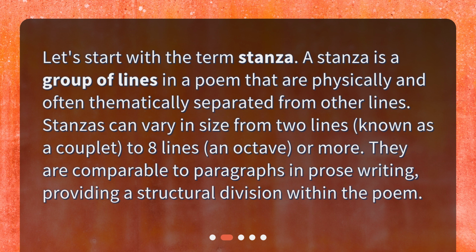A stanza is a group of lines in a poem that are physically and often thematically separated from other lines. Stanzas can vary in size from 2 lines, known as a couplet, to 8 lines, an octave, or more. They are comparable to paragraphs in prose writing, providing a structural division within the poem.